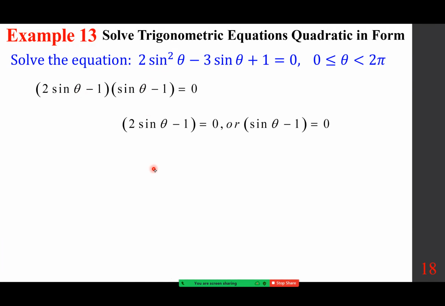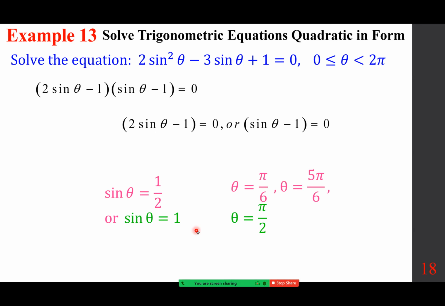So if this is 0, sine theta is 1/2. This one, sine theta equals 1. We've done sine theta equals 1/2 many, many times by now. We know theta is pi over 6 in the first quadrant, and pi minus pi over 6, or 5 pi over 6, in the second quadrant. And sine theta is only 1 when theta is pi over 2. Therefore, those are the possible answers.